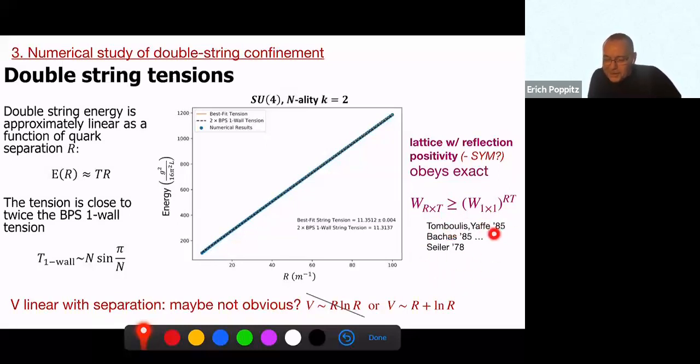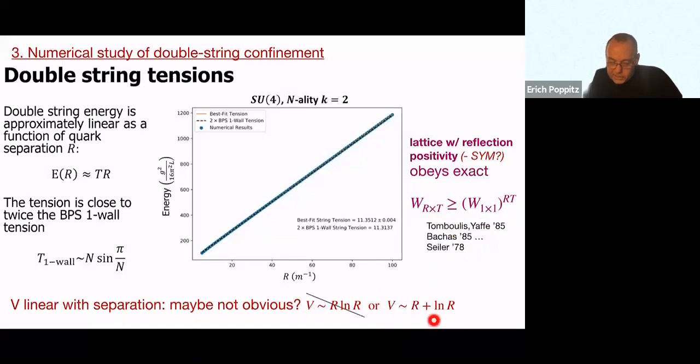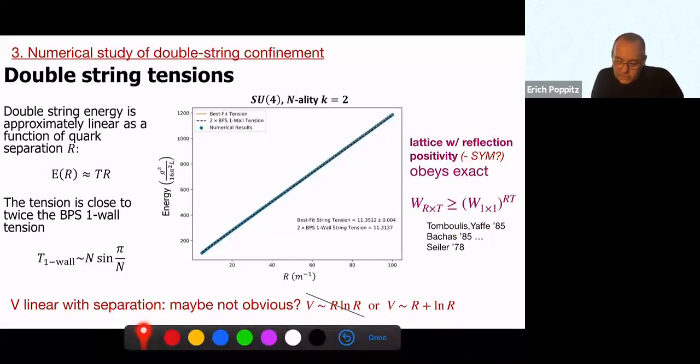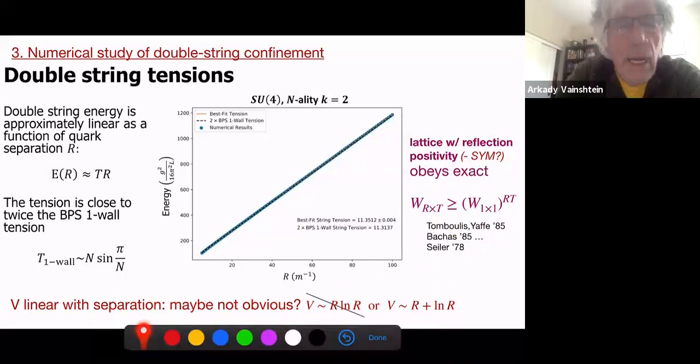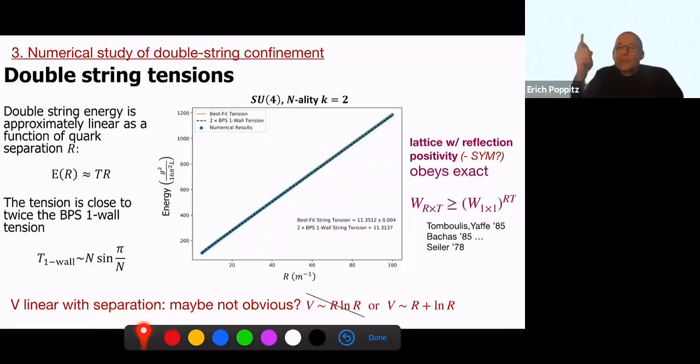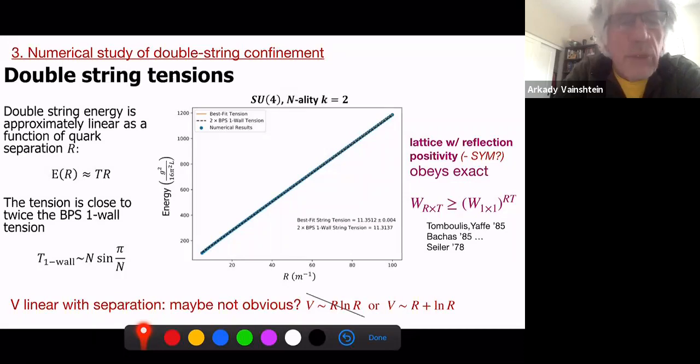I learned about it from Larry Yaffe. So it forbids the potential rising faster than linear, so it's consistent, but we cannot see the logarithm. In this way, the energy in a certain sense is double tension, right? It's the double wall tension. Yeah, right. But when you are writing this, it's a tension.